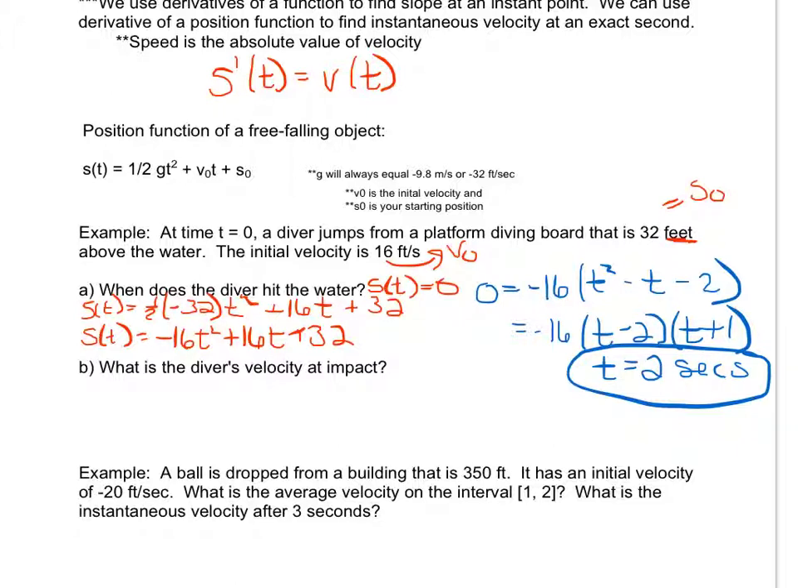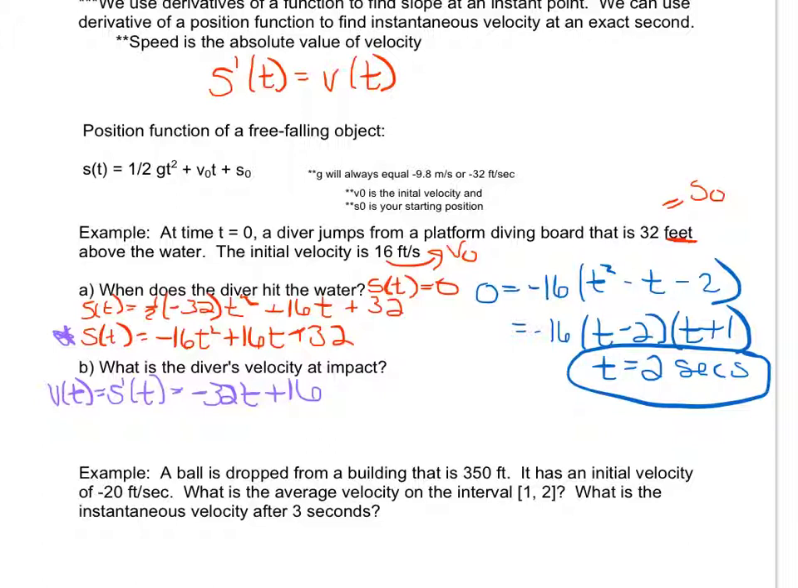And then part B, it asks me to find the velocity at impact. So when t equals 2, I need to find my velocity. So I'm going to start by finding my velocity formula. So I know that velocity is equal to the first derivative of my position function. I have my position function right here. Differentiating that, I get negative 32t plus 16.